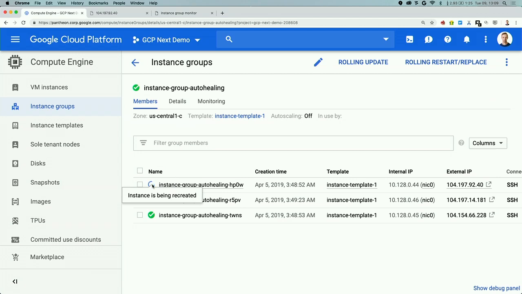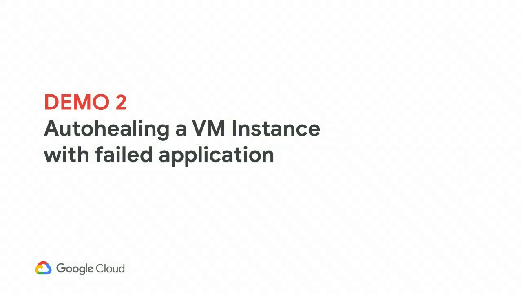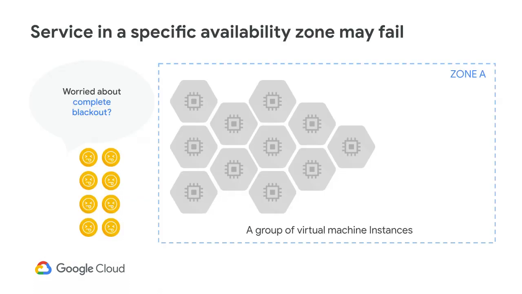All right. So we have just protected our application against failure on a single machine. But what if there is a more rare event, when there is a misconfiguration or something happens and the whole zone is out? Auto-healing will not help you with that, because even if it tries to recreate the machines, the problem is not on the machine, it's on the zonal level.